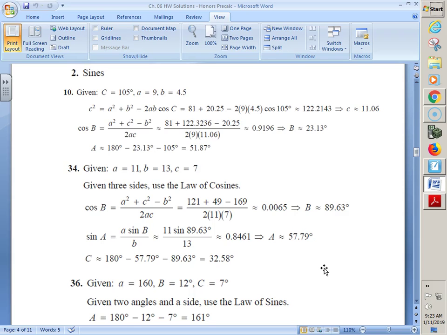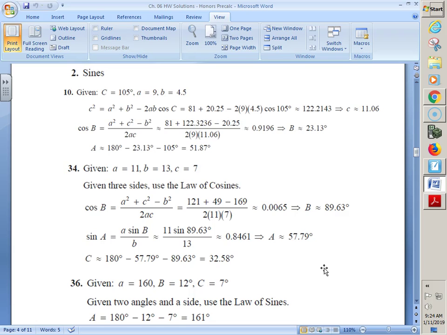Sorry, go back to checking. Number 2. Law of sines, yeah? Number 10, C is equal to 11.06. Angle B is 23.13. Angle A is 51.87. You guys know fractions. They said 2 decimal places. Whatever. I prefer 3. Up to you. Yours should round to theirs, and we should be good.